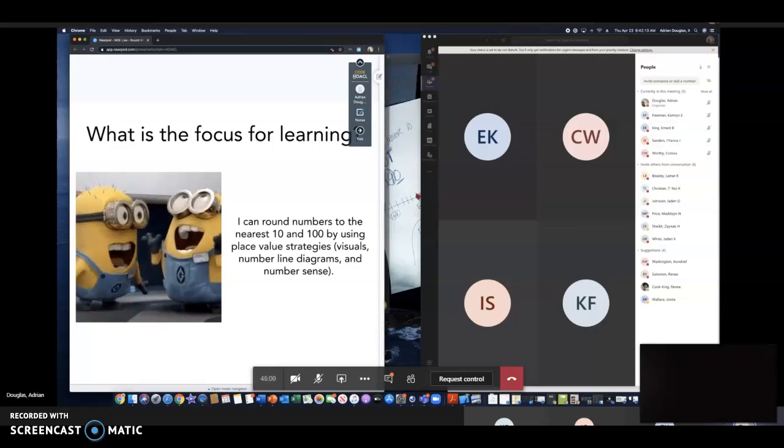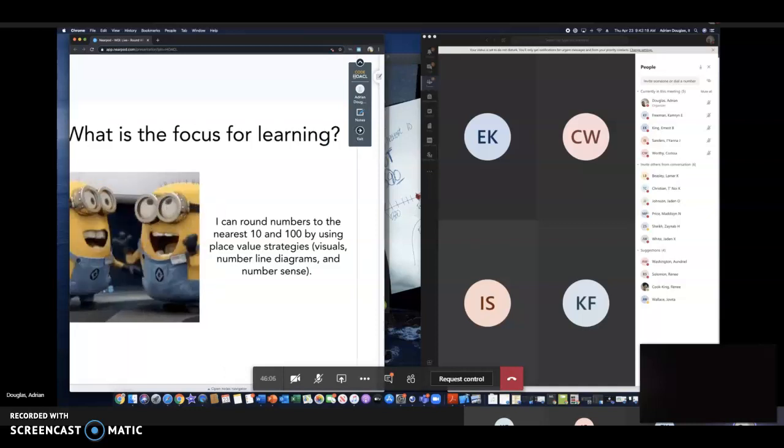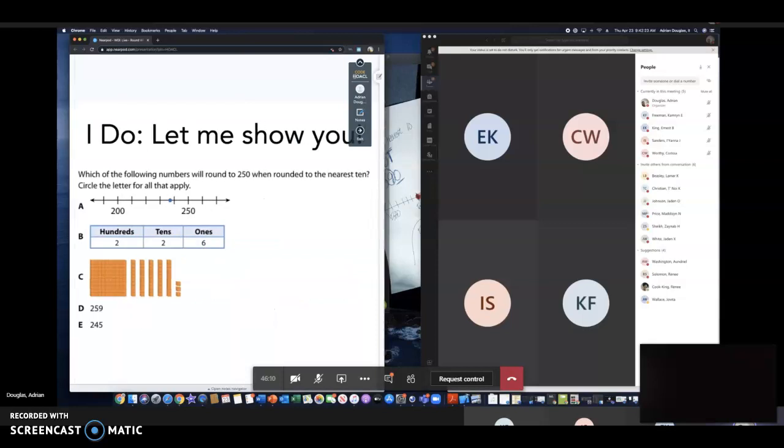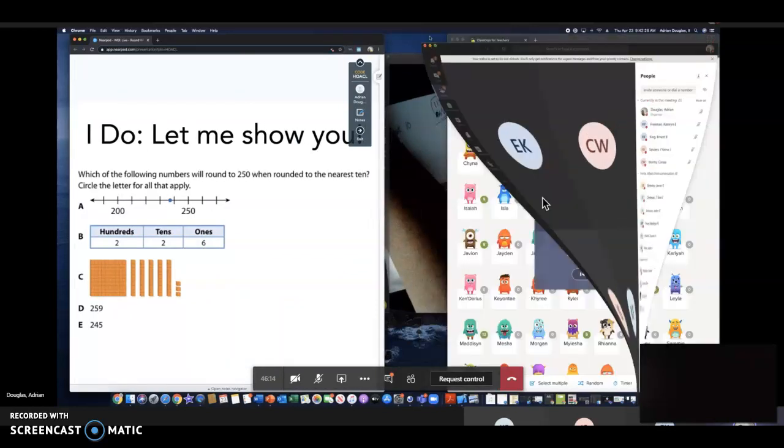Nearest 10 and 100 by using place value strategies, visuals, number line diagrams, and number sets. I want to model solving a problem like this that involves rounding.